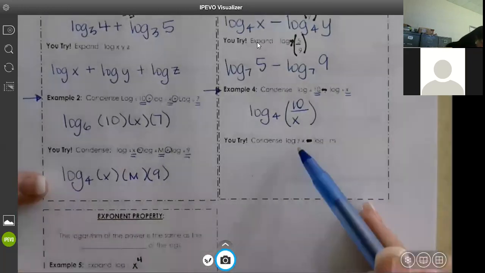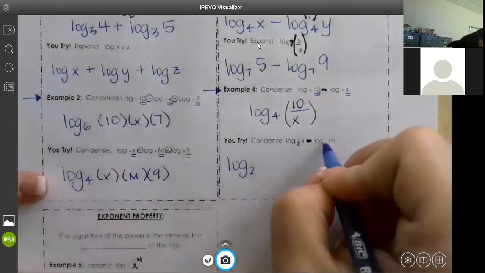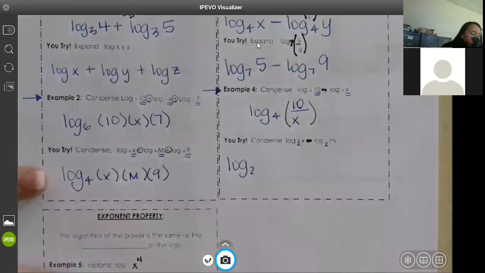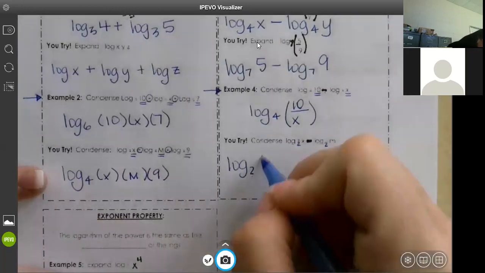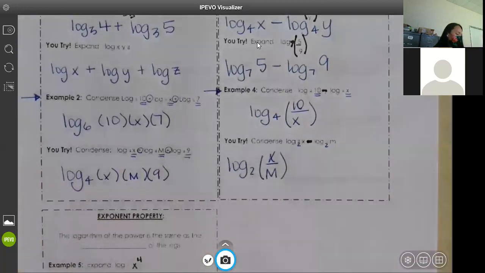So the next one, I can't really tell what that number is. We're going to assume that it's a 2. Let's say that that's a 2, log base 2. I can't see it. We have an X, and then we have an M. So the X goes on the top, the M goes on the bottom.